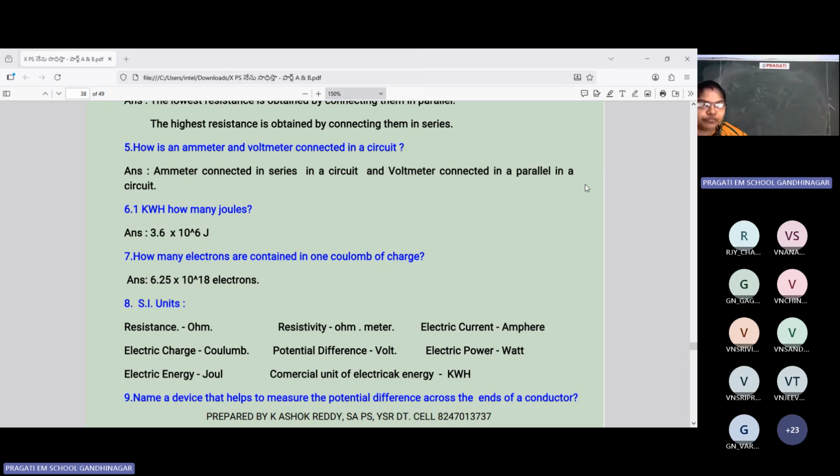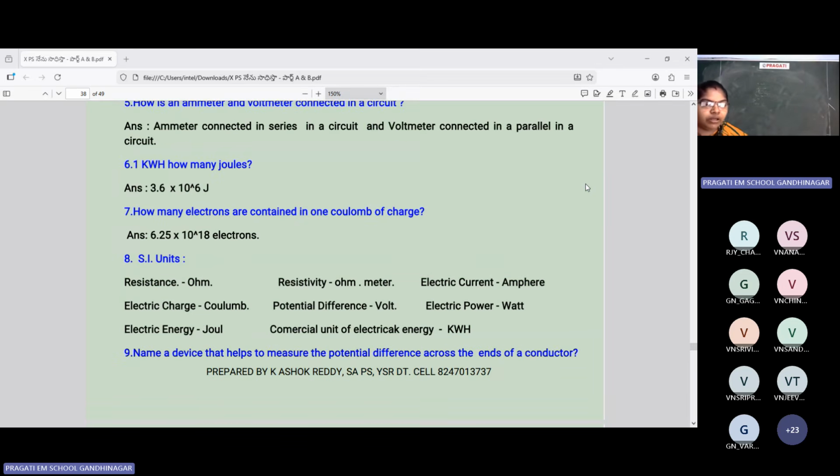Yes, the fifth and sixth questions are very, very important. See, 1 kilowatt hour is equal to how many joules? 1 kilowatt hour is equal to 3.6 into 10 to the power of 6 joules, or 36 into 10 to the power of 5 joules. Kilowatt hour is a commercial unit of electrical energy.